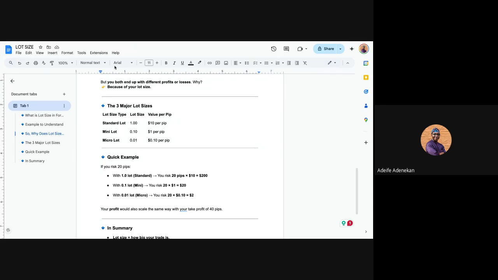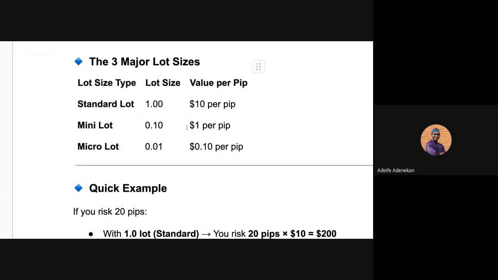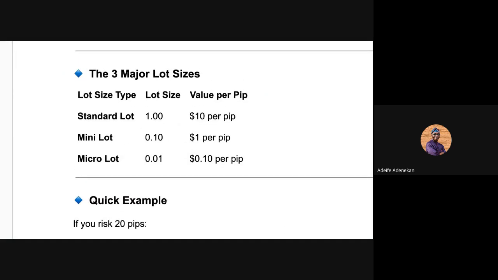Now, back to the chart. I hope you guys are seeing this standard lot properly. You can take a screenshot, you can write it down, whatever. I think writing it down would be better. Now let's go back to the charts. I don't know why it's not letting me just switch tabs.